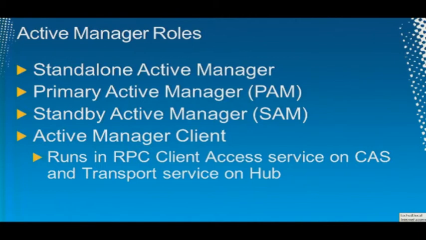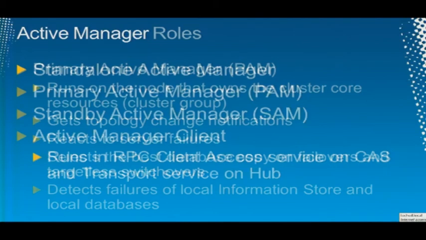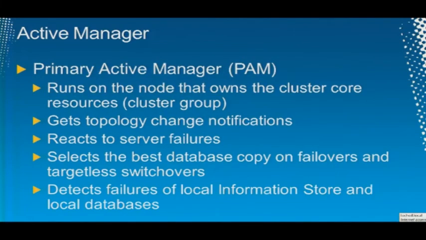But the SAM, though, does have a secondary purpose. It's also there to respond to the Active Manager client that's running on CAS and Hub, so it can tell CAS and Hub which server it needs to talk to in the DAG to deliver mail or to connect that client up to their mailbox. Now, the PAM, as I mentioned, runs on the default cluster group. So whichever node owns that group, and that group can move around, that node is the primary Active Manager.